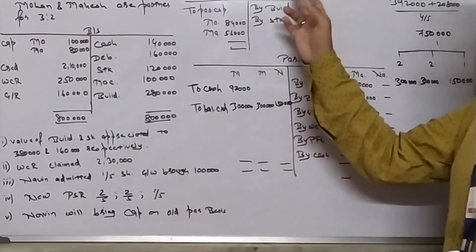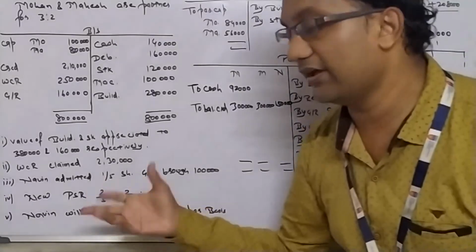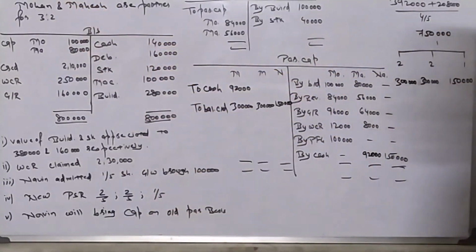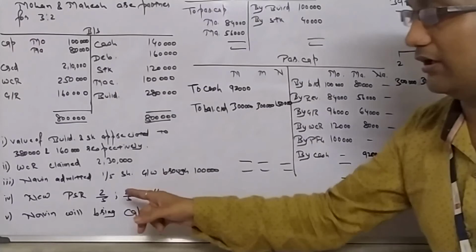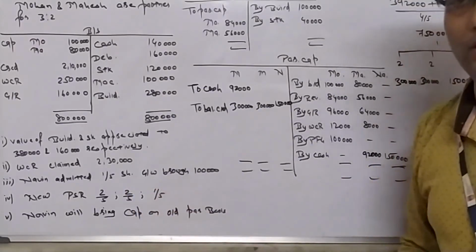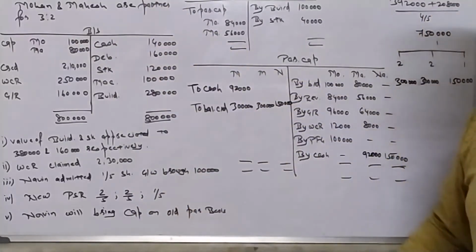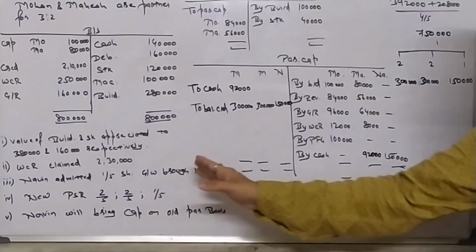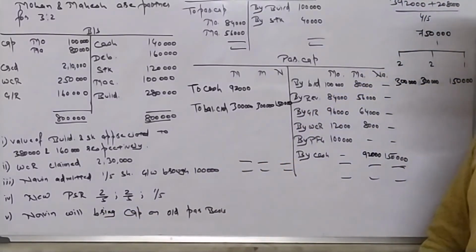Now, revaluation account. First we need to prepare the new profit sharing ratio. It is given in the question, no need to calculate. Second, gaining ratio, sacrificing ratio: old minus new. That is 3 by 5 minus 2 by 5, and 2 by 5 minus 2 by 5. So Mohan will sacrifice, Mahesh has no sacrifice, no loss, and 2 by 5 minus 2 by 5 is 0. Then 0 minus 1 by 5 means Naveen will gain. So Mohan will sacrifice 1 by 5th and Naveen will gain 1 by 5th, and Mahesh has no gain, no sacrifice. Second thing done.